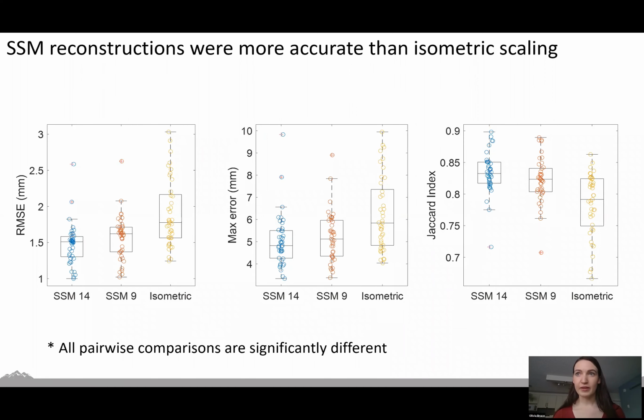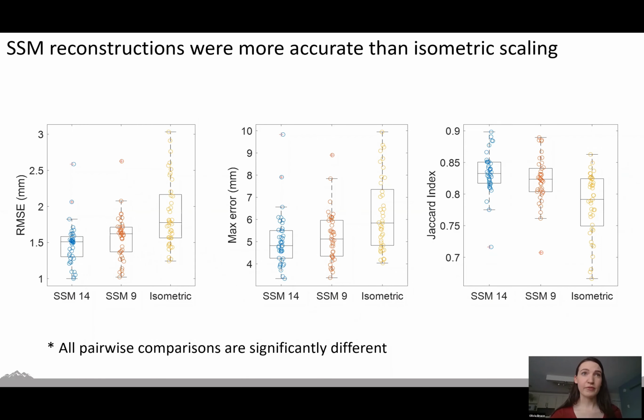And on average, we saw that same pattern. So SSM reconstructions were more accurate than isometric scaling. Root mean square error was 9 to 15% better. Maximum error was 12 to 15% better. And Jaccard index was 4 to 5% greater in shape model reconstructions compared to isometric scaling.